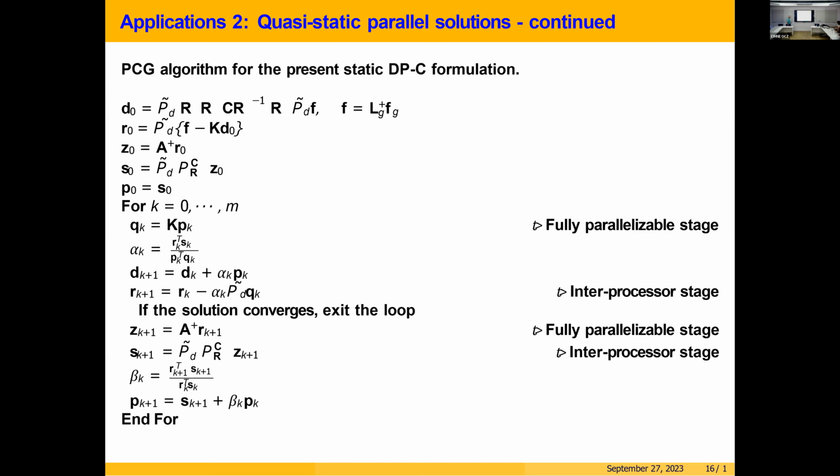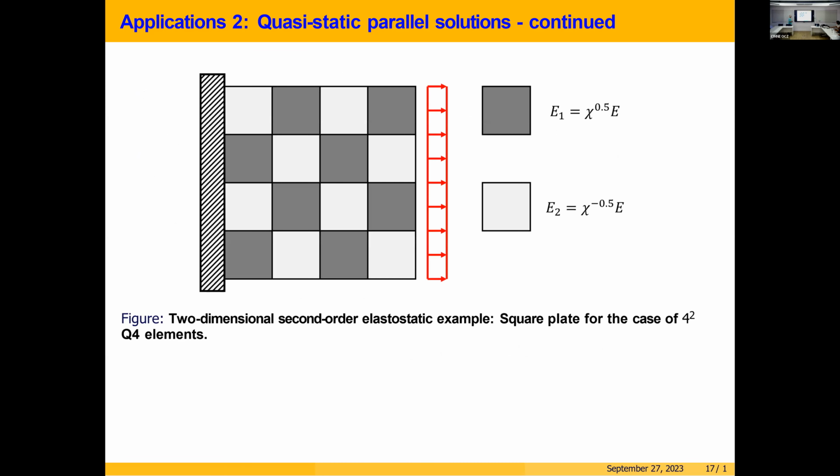And this is an algorithm. And so here the heterogeneity is 10 to the 6. So the difference is 10 to the 6, because 10 to the minus 3 and 10 to the plus 3. So the difference is high. The heterogeneity is 10 to the 6.